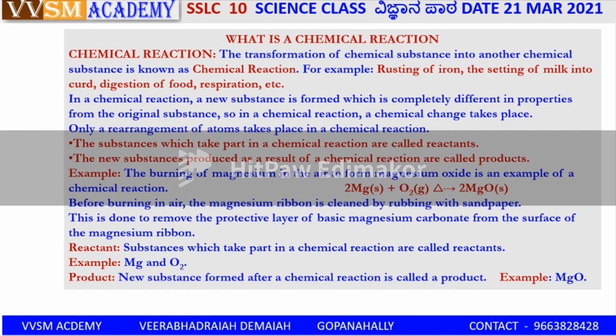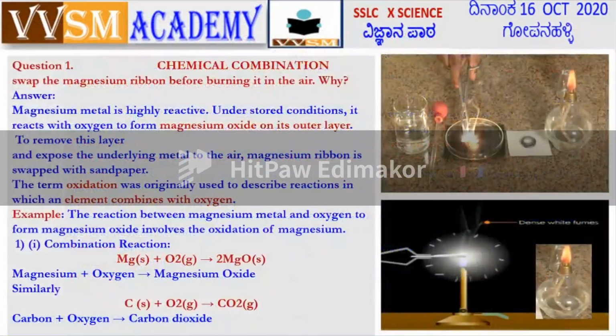That means there are two important things to remember. The left hand side is reactants and the right hand side is products. So substances which take part in the chemical reaction are called reactants, as I told you here. Example, magnesium burns in oxygen, gives magnesium oxide. So on the reactant side, you can see the magnesium and oxygen. On the product side, you are seeing the magnesium oxide.